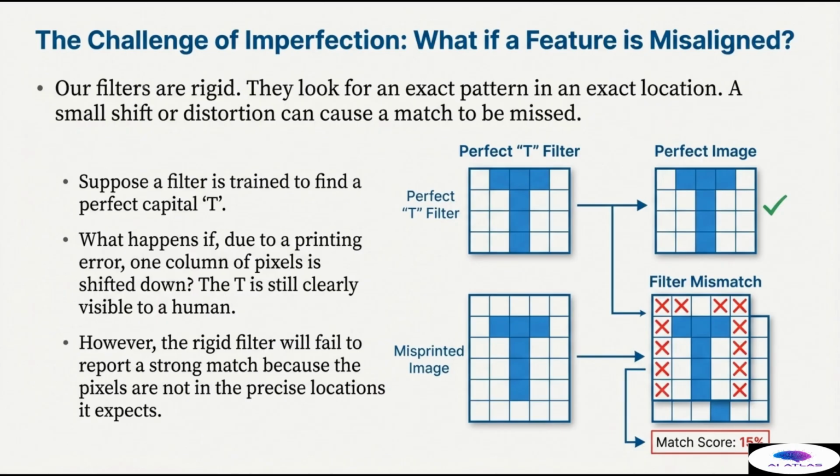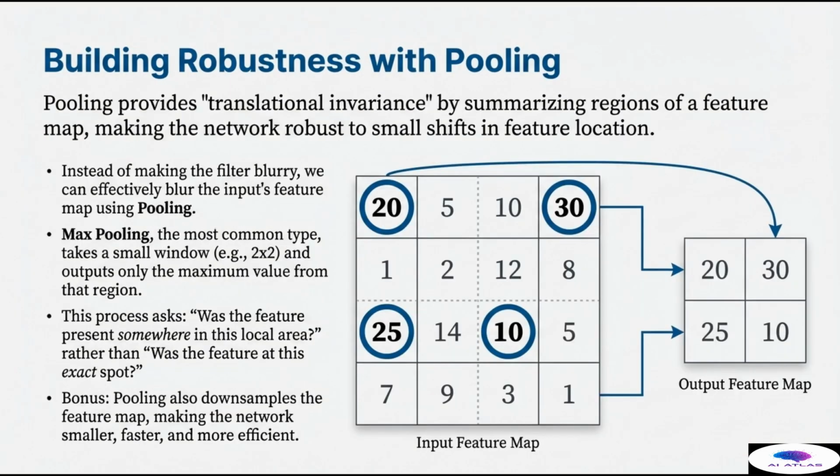This lack of tolerance for slight shifts or distortions, known as translational variance, is a major limitation for real-world application, where inputs are rarely perfect. We need a way to build robustness into our network, making it sensitive to the presence of a feature, rather than its exact location. The solution to the rigid filter problem is pooling. Pooling provides what is called translational invariance, meaning it makes the network robust to minor shifts, rotations, or distortions in the location of a feature.